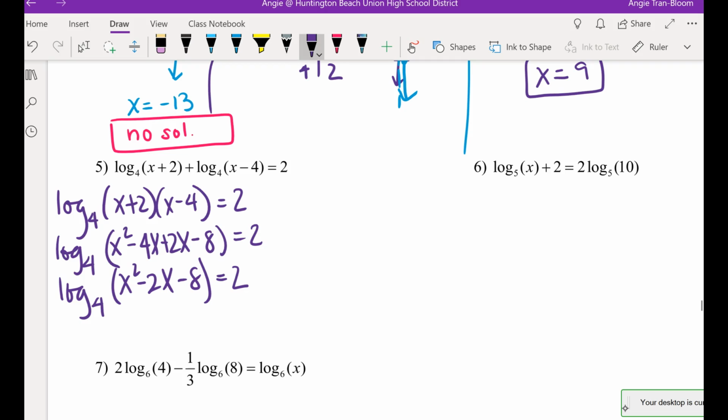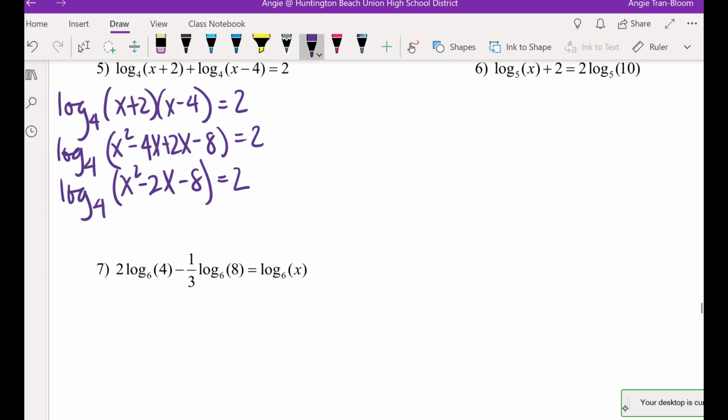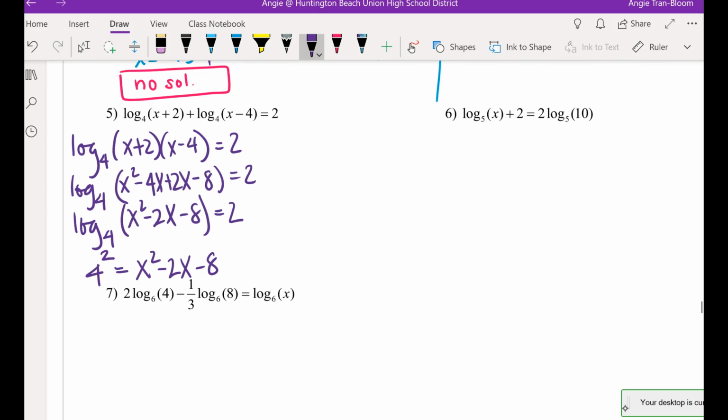So what are you going to do? Yeah, exponents. Here we go. 4 to the 2nd power equals x squared minus 2x minus 8. Perfect. What's 4 squared? Beautiful. 16 equals x squared minus 2x minus 8. Have you seen these kind of equations before? No, never. So where do you go from here?